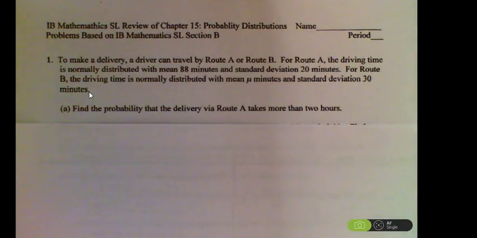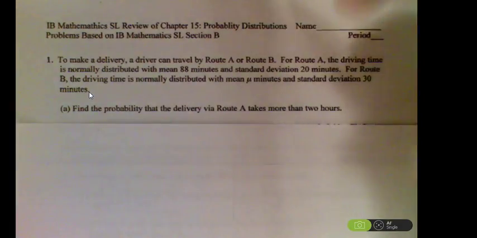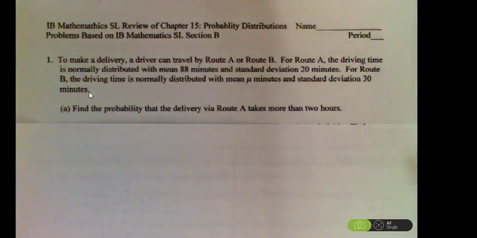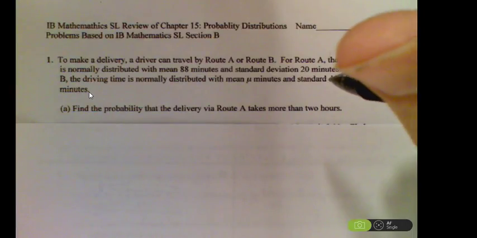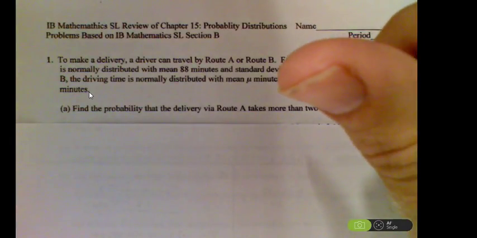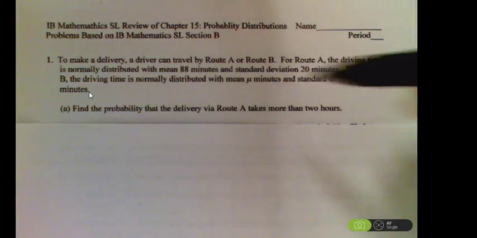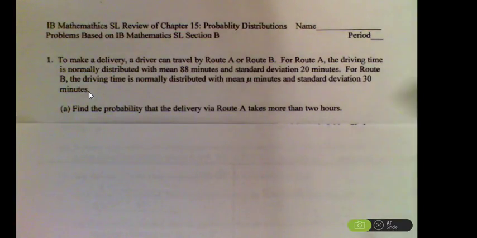All right, going into Chapter 15, Worksheet B. So looking at numbers 1 and 2 in this video. So number 1, making a delivery, the driver can go by route A or B. For A, driving time is normally distributed with a mean of 88 and a standard deviation of 20. For route B, the driving time is normally distributed, and they're not telling us the mean on that one. We got the standard deviation of 30.